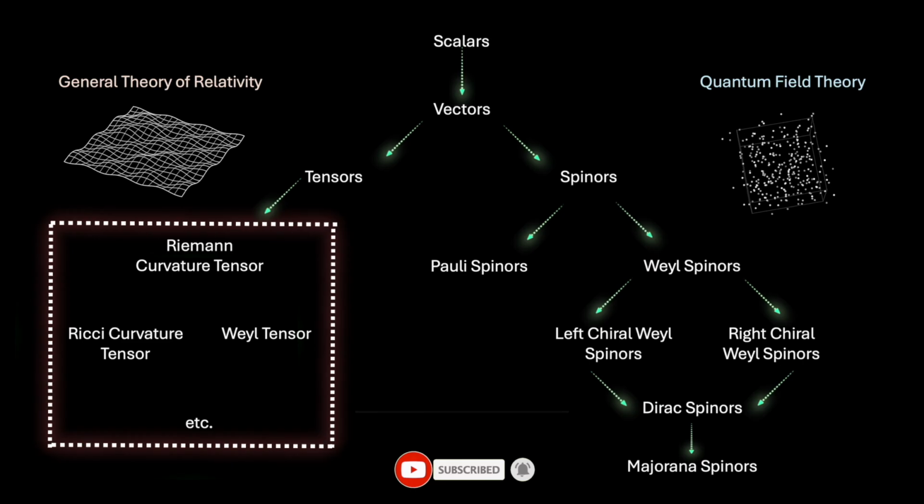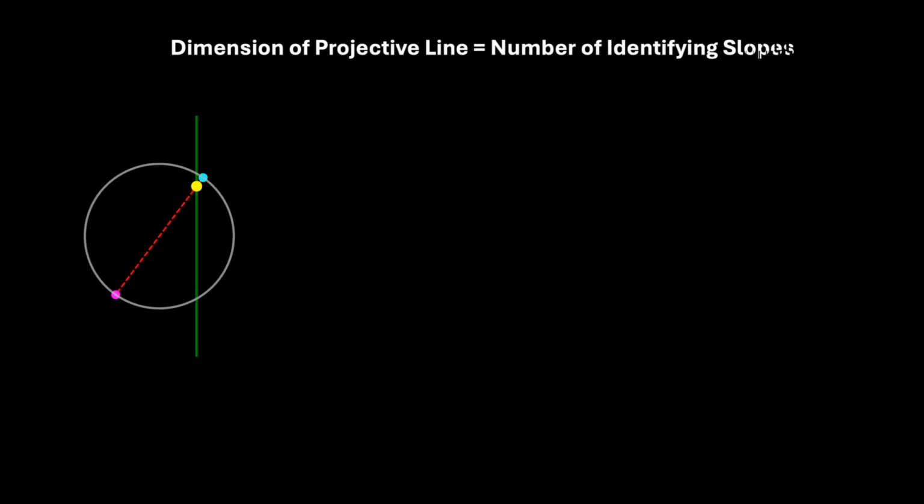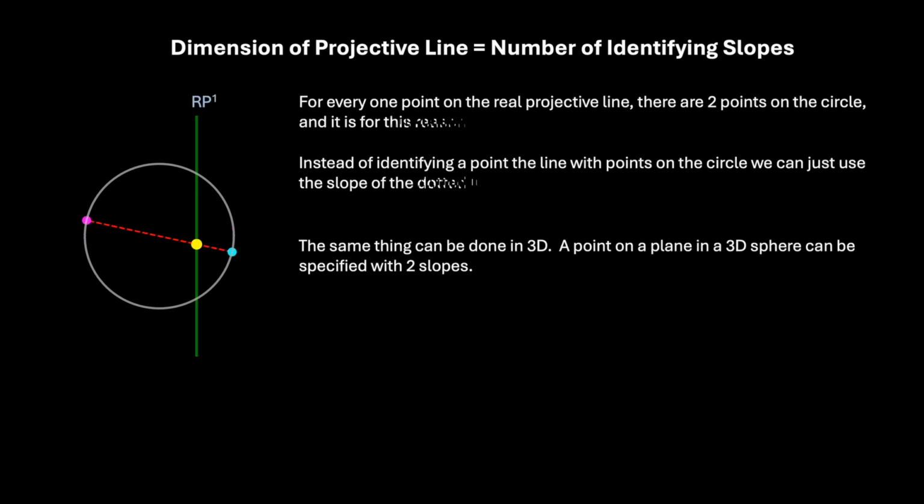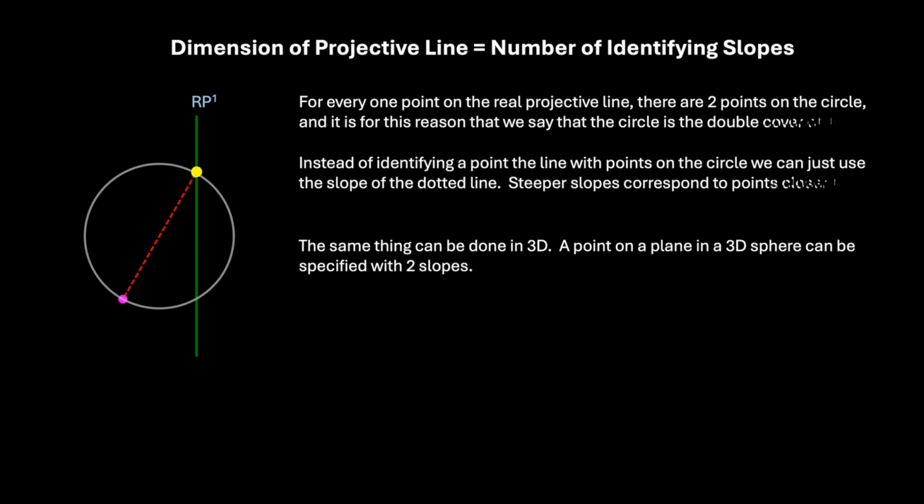So with all of this being said, let's talk a little bit about topology, just to get our feet wet in this notion, because this is going to be important for twistors later. We can imagine bisecting a circle with a line. For every 1 point on the real projective line, which is what we're going to call this line, there are 2 points on the circle. And it is for this reason that we say that the circle is the double cover of the line.